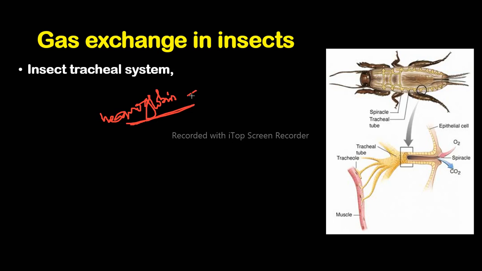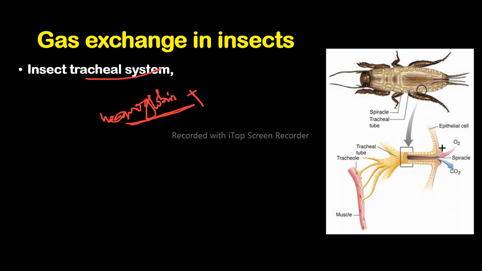So then if blood does not transport oxygen, how do these insects obtain their oxygen? How do they ensure that tissues get enough oxygen and tissues get rid of carbon dioxide? It is this tracheal system. It is a system of tracheal tubes that distribute these respiratory gases throughout the entire body of insects.